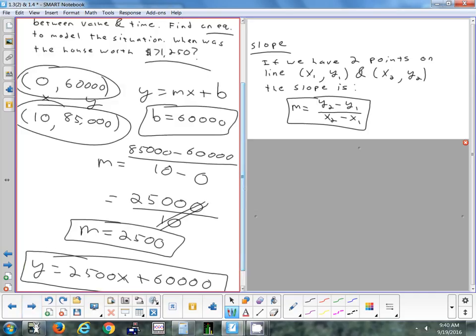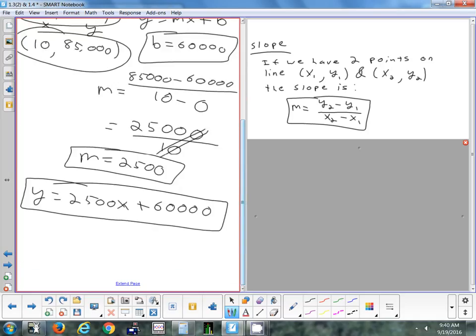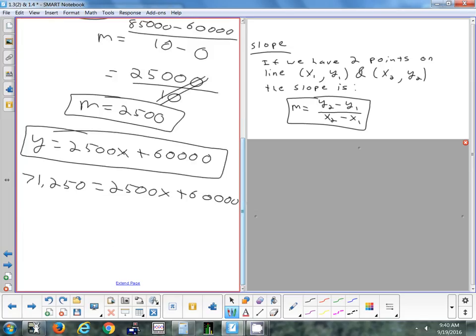So we found an equation for the house. Now they want to know when it was worth $71,250. So we'd have to plug that in somewhere. Would we plug it in for x or y? y. x is time. We plug it in for y. And now just solve for x. Just a simple two-step equation.